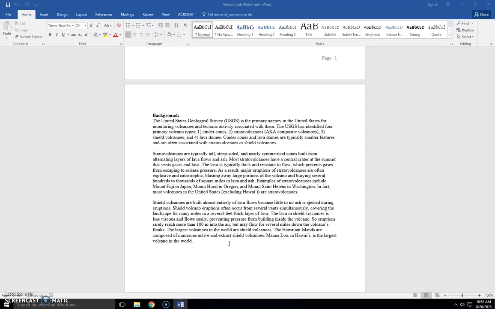volcano's flanks. The largest volcanoes in the world are shield volcanoes. The Hawaii Islands are composed of numerous active and extinct shield volcanoes. Mauna Loa in Hawaii is the largest volcano in the world.